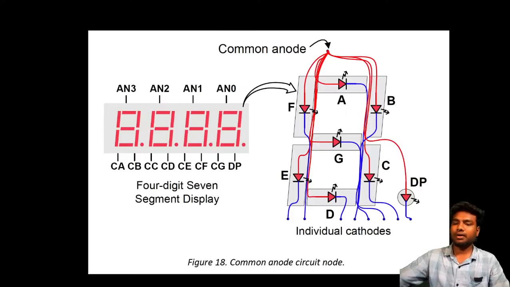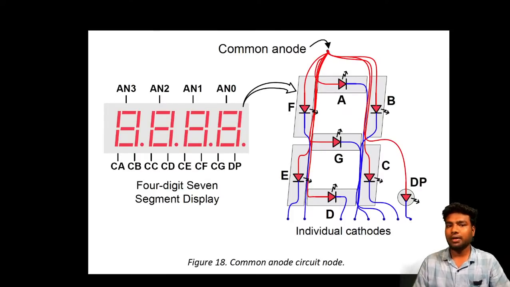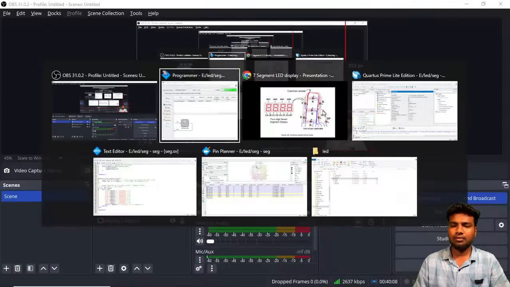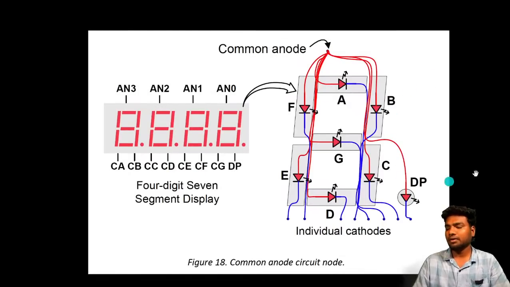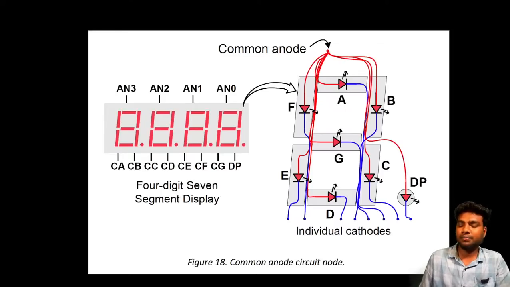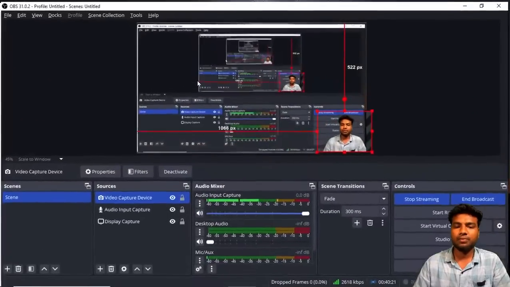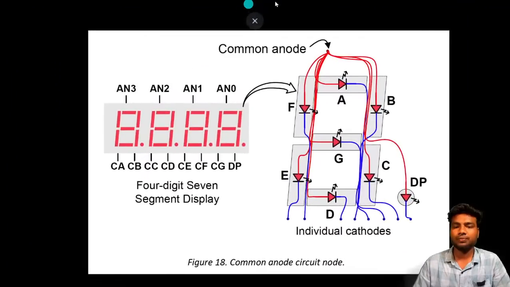That's all for today. And one more thing, if you want to connect a seven segment and FPGA, we have to use a breadboard, and there are some pin diagrams for the breadboard. I will show you.